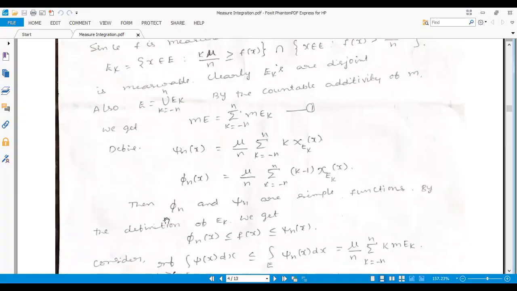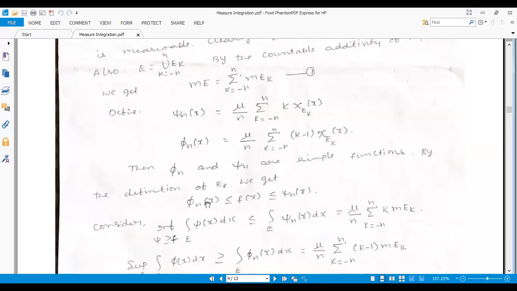You know that it is given phi n and psi n are simple functions. They can be represented in a canonical representation. After the canonical representation, we can make it into the supremum and infimum of the functions. You know that the supremum and infimum of functions are measurable functions, which we discussed in the previous classes. Is it correct? Using that concept, this function must lie between phi n of x and psi n of x.